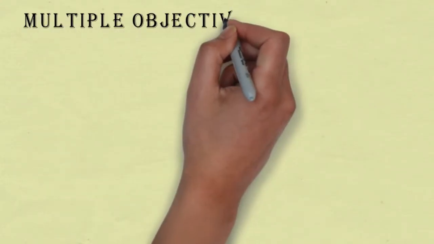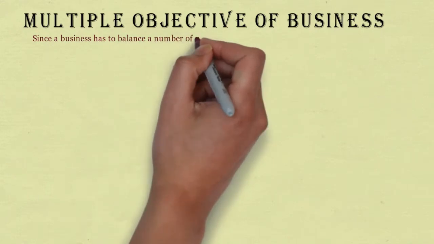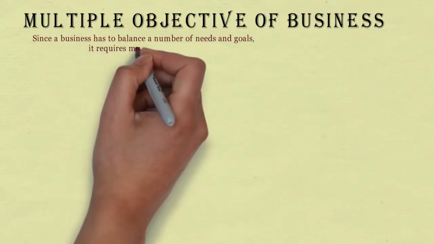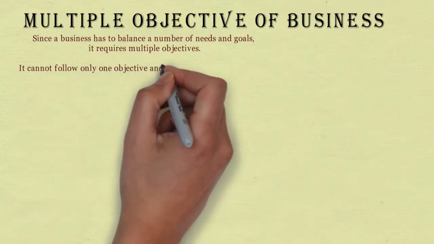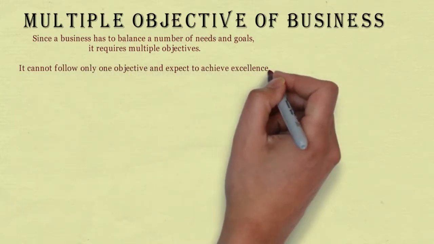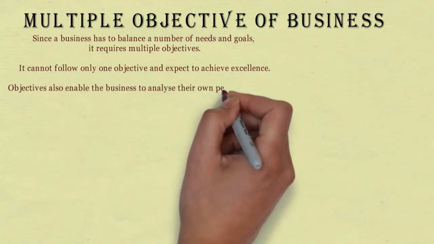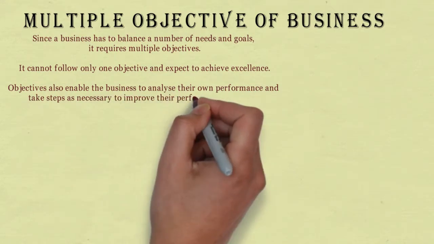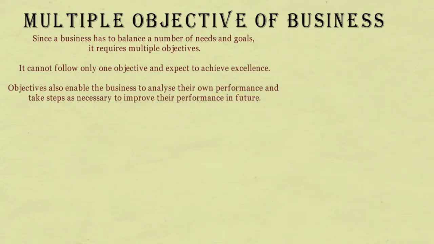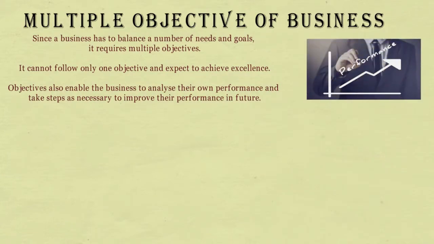Let's move on to the next topic, multiple objectives of business. Since a business has to balance a number of needs and goals, it requires multiple objectives. It cannot follow only one objective and expect to achieve excellence. Objectives also enable the business to analyze their own performance and take steps as necessary to improve their performance in future.